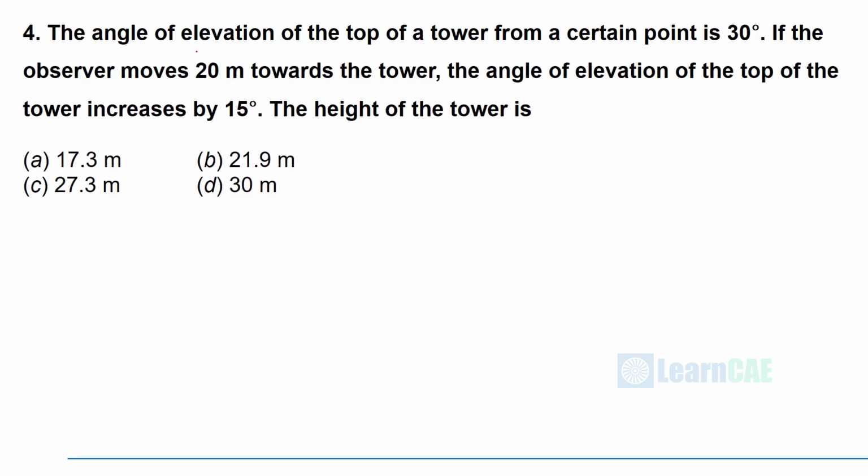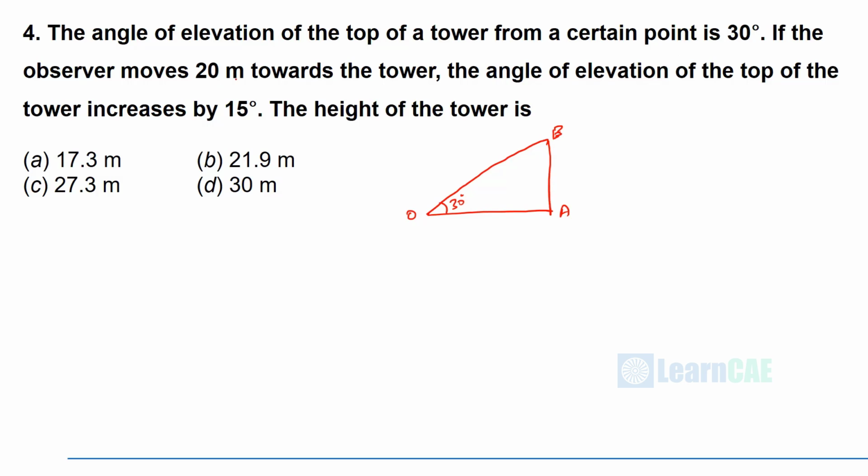Next question. The angle of elevation of the top of a tower from a certain point is 30 degree. If the observer moves 20 meters towards the tower, the angle of elevation of the top of the tower increases by 15 degree. The height of the tower is. This is next level. The angle of elevation of the top of a tower from a certain point. Let us draw the point and find out the angle. This is 30 degree. Let the point be O, this be A and this be B.